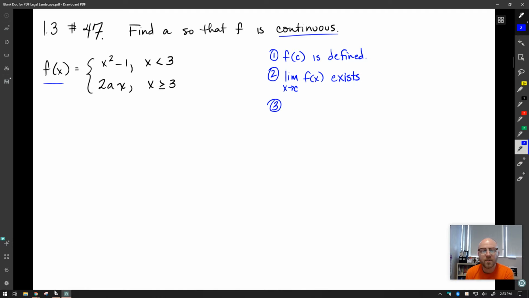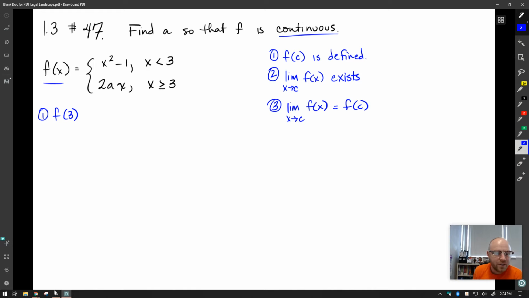And then finally, number three, for that definition of continuity, we need the previous two statements to be equal to one another. So we need the limit as x approaches c of f of x to be equal to f of c. So let's get looking at our question. F of c is defined. Do we have that? Can we plug 3 into this function? Yes, we can. So I'm going to go number one, f of 3, that's the place where the function rule changes. So I assume that's the place where there's going to possibly be a discontinuity.